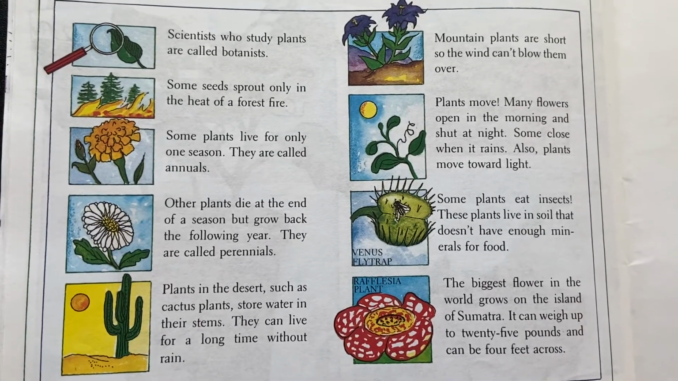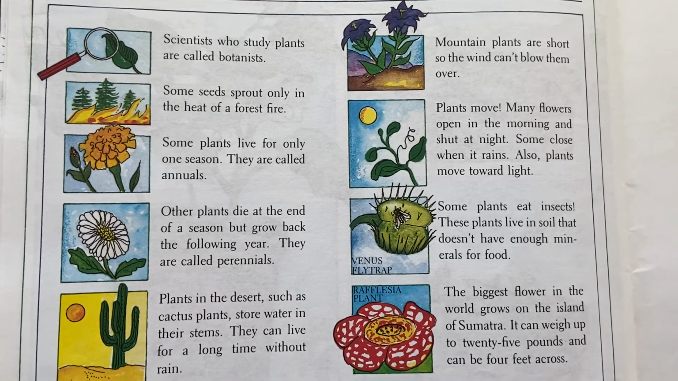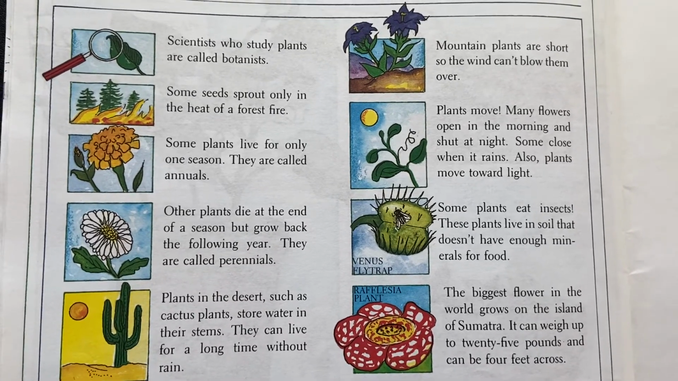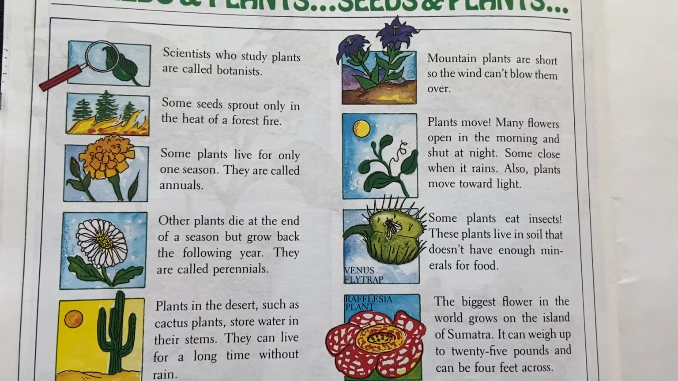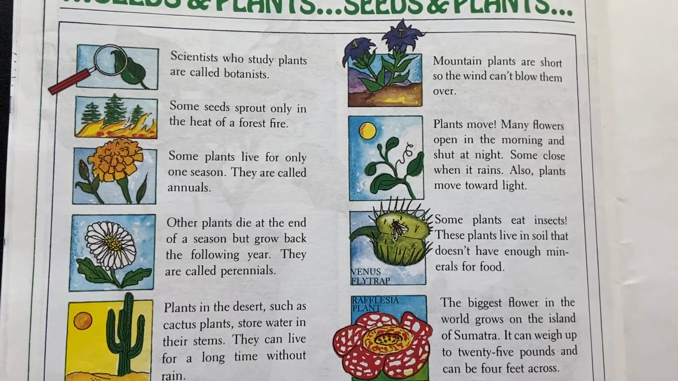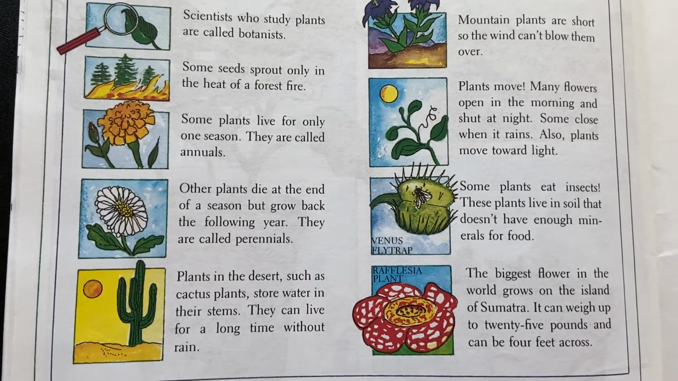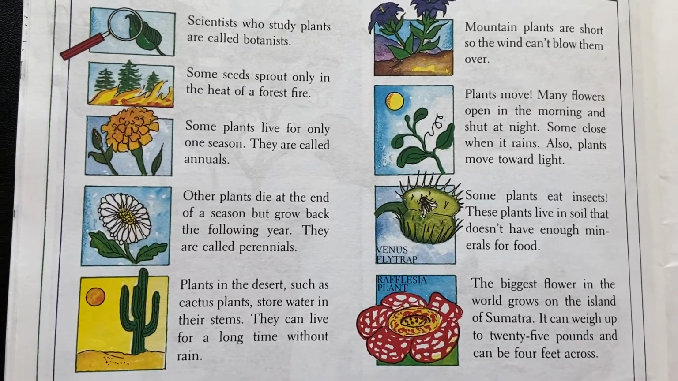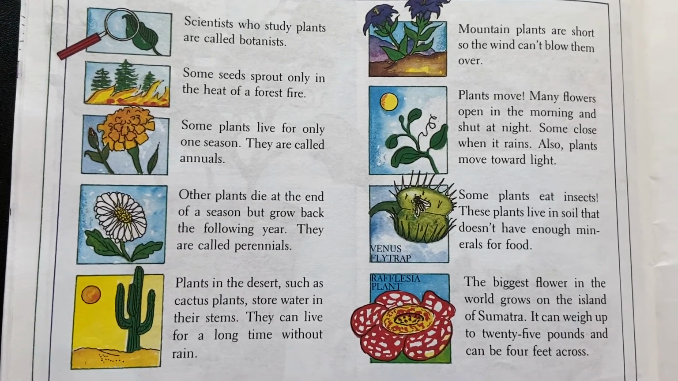Some plants live for only one season. They are called annuals. Other plants die at the end of a season but grow back the following year. They are called perennials. Some plants eat insects. These plants live in soil that doesn't have enough minerals for food. Plants in the desert, such as cactus plants, store water in their stems. They can live for a long time without rain.